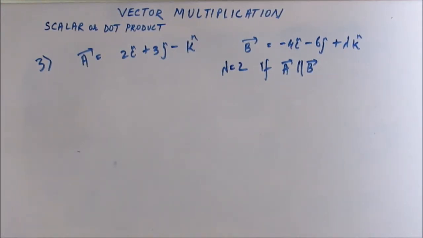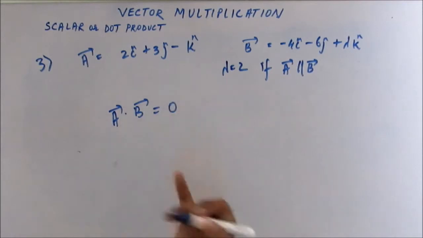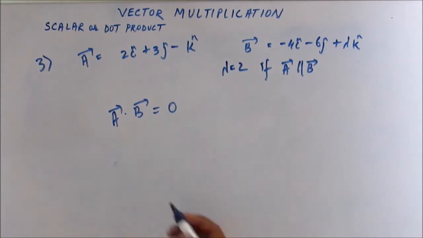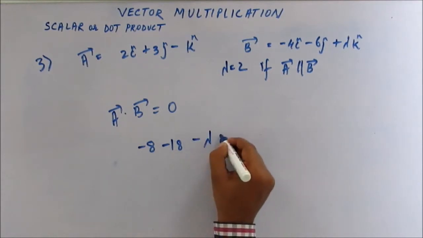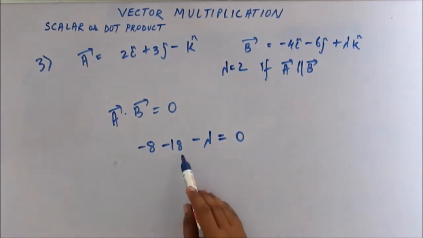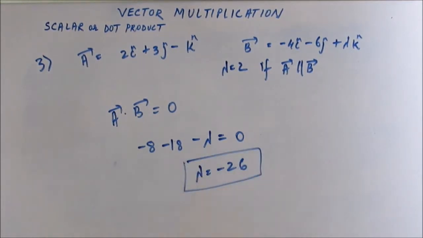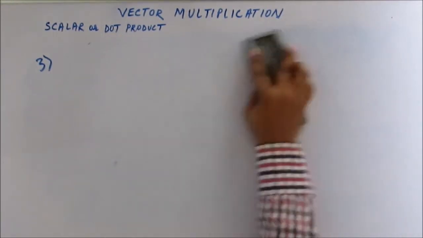That can be helpful. If they are perpendicular, a vector dot b vector will be equal to 0. And it's a good equation that you generate, and you can solve a variable from here. So do the dot product, you'll get minus 8 minus 18 minus lambda. This is equal to 0. Fine. So from here, you would get lambda as minus 26. Okay. You're getting the feel of dot product, scalar product. Good.